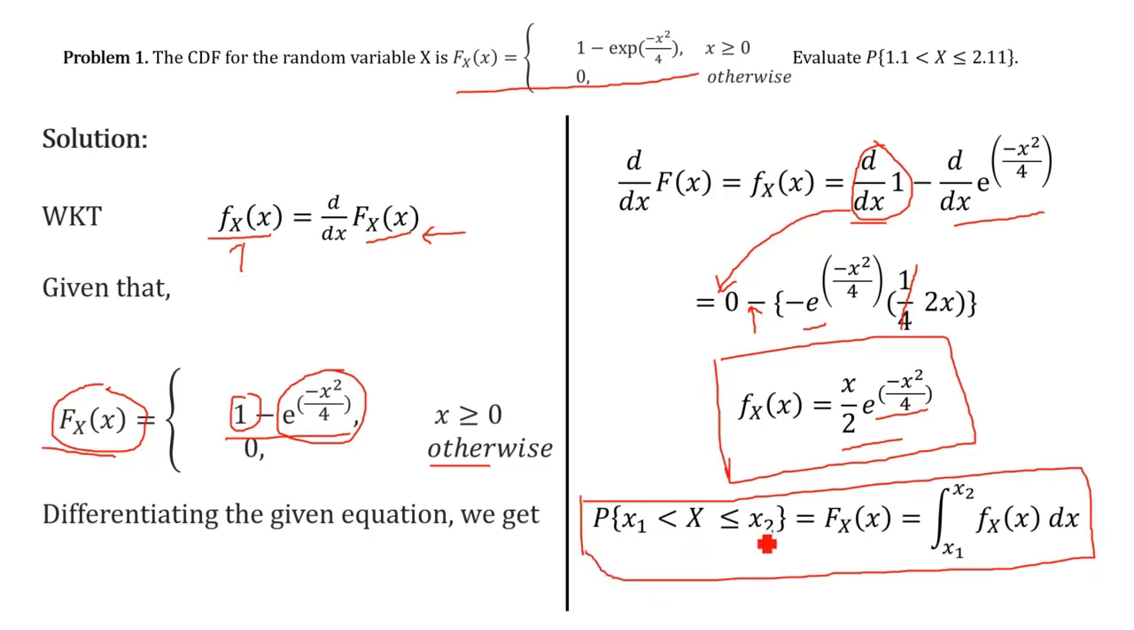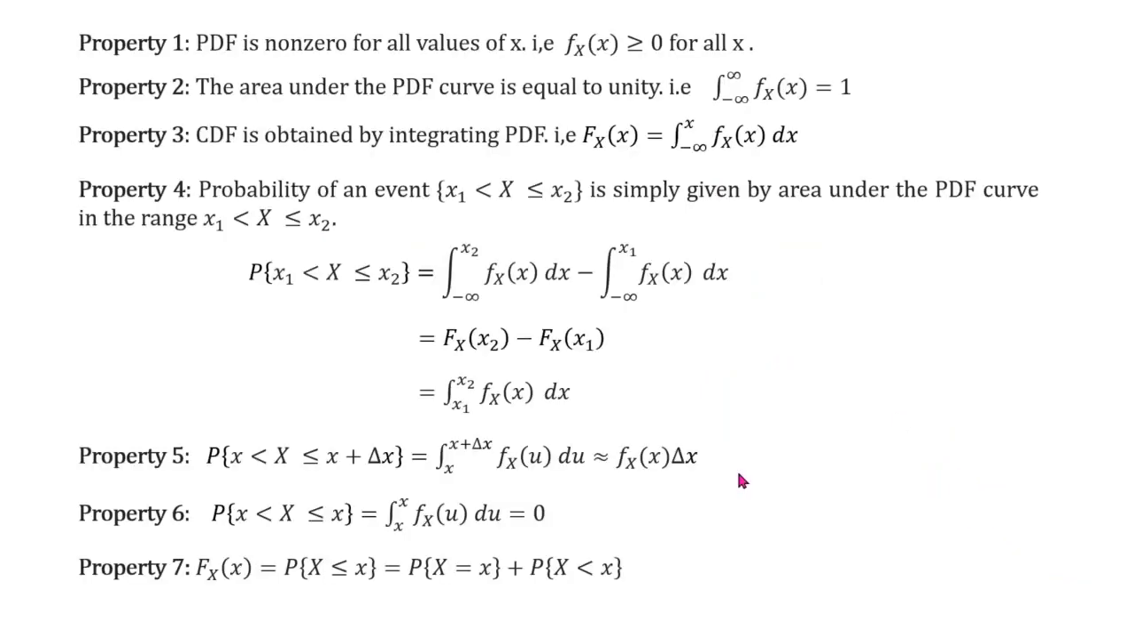If the probability between two limits is given, then what could be the formula? Integration from x1 to x2 of the PDF. It is the fourth property of probability density functions. It was discussed in the last class, and I said it is one of the important properties from the examination point of view. I quoted it in the last class, so we are using it here.